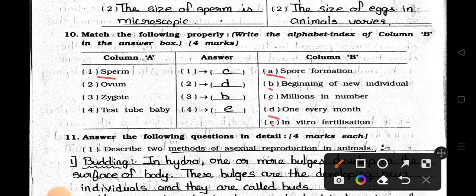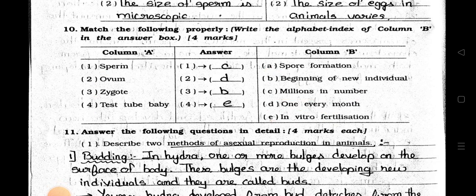Now see number 1, sperm, match with millions in number. Number 2, ovum, match with one every month. Number 3, zygote, match with beginning of new individual. Number 4, test tube baby, match with in vitro fertilization.